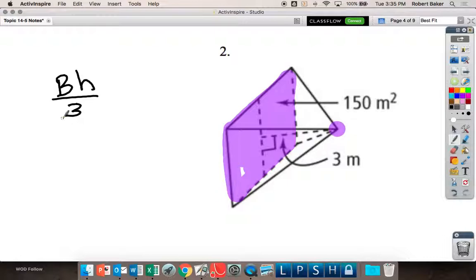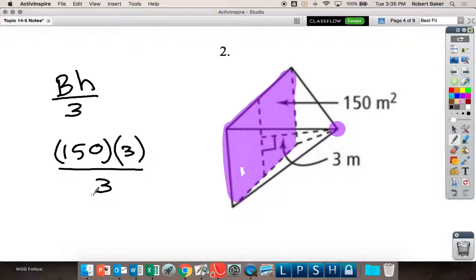It's already done. It's already there. Already done for you. Hey, look at that. I don't know how much better that can get. What is the area of the base? 150. Can't screw that up. Times the height, divided by 3. Why am I dividing by 3? Because that's exactly what the formula told me to do. So the volume of that shape is 150 cubic meters.